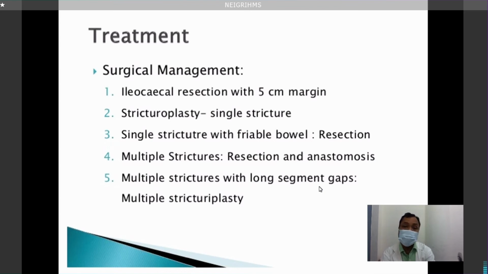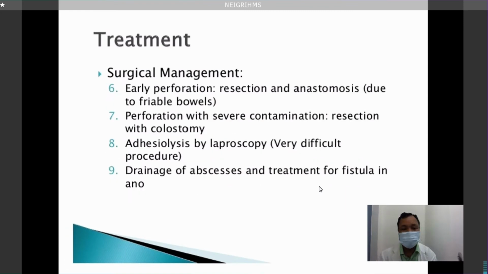If there is a single stricture that is causing the obstruction, then you just go for strictureplasty, or you can even go for resection. And if there are multiple strictures, then you usually go for resection and anastomosis. If there's perforation, then you may resect, or you may have to anastomose also, or if the bowel is too friable, then usually the proximal end of the resected bowel is taken out as a stoma in the form of an ileostomy, and when the patient recovers, after giving anti-tubercular treatment, you go in for closure of the stoma.